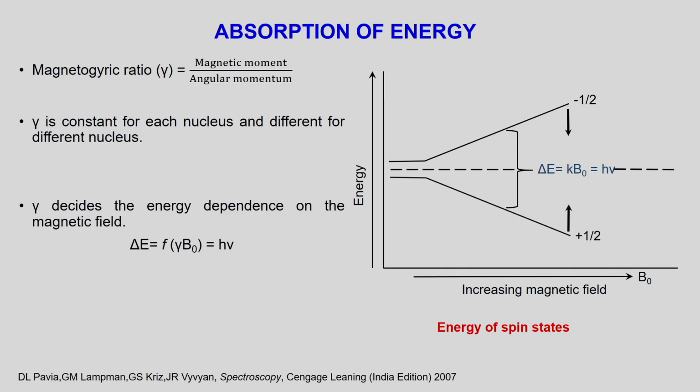So, that we can actually relate to the magnetogyric ratio. What is this? It is nothing but the ratio between the magnetic moment and the angular momentum. The magnetic moment is something inherent to the molecule, and the angular momentum is like it is spinning on its axis. So, the angular momentum is conserved. Obviously, that gives gamma; this ratio is constant for each nucleus and is different for different nuclei. This will decide the energy dependence on the magnetic field. As I told you, the difference of this energy will depend upon the magnetic field.